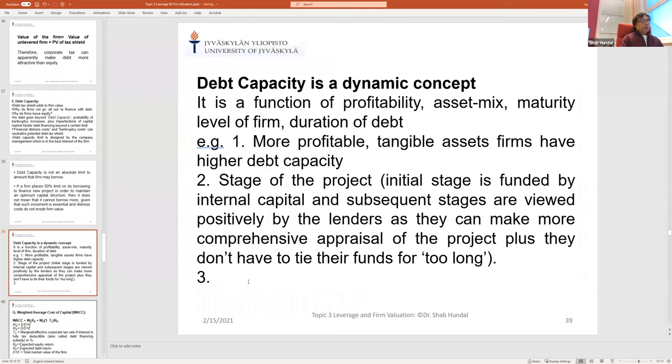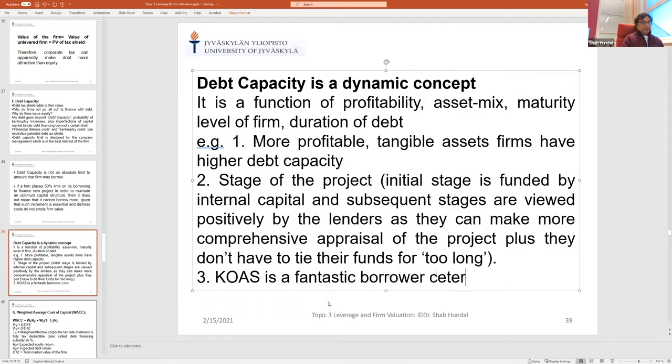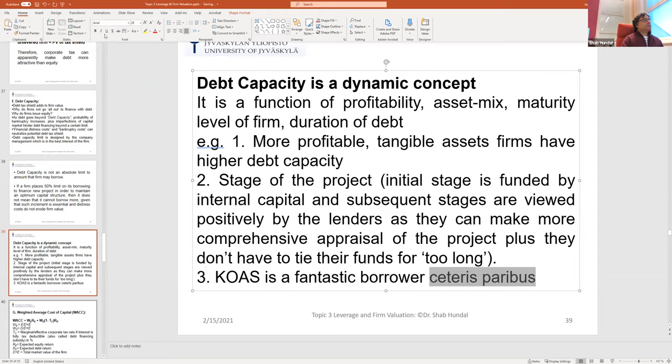Maybe I'm not sure if I told you this before, but to me, if I see a very good borrower, then in Finland, or specifically in Jyväskylä, I think the KOAS, which is the Central Finland student housing organization, to me, KOAS is a fantastic borrower. So I would say that all else being equal, KOAS has an amazing debt capacity. Why so?